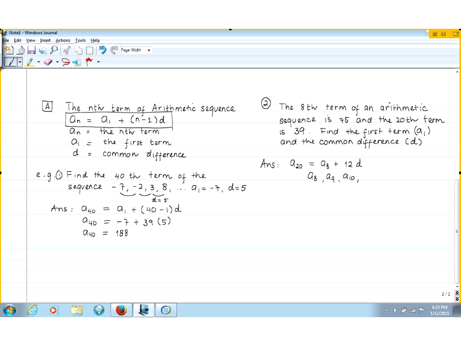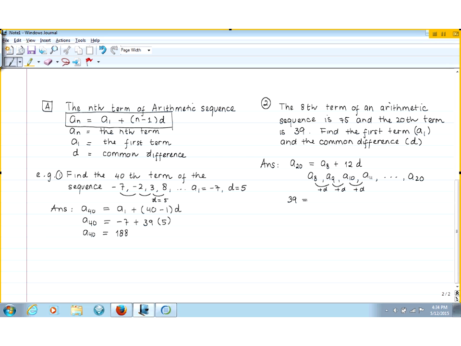So this is your A8, A9, A10, A11, etc., until A20. So if you're adding this, you keep adding the D. So plus D, plus D, plus D, and there will be 12 of them. If this is easy for you to see, then you can just use this. So A20 is A8 plus 12D, and then we will be able to find the common difference D. Right? So there are 12 of them here from A8 to A20. So let's do it this way, and then we will also do it a different way.